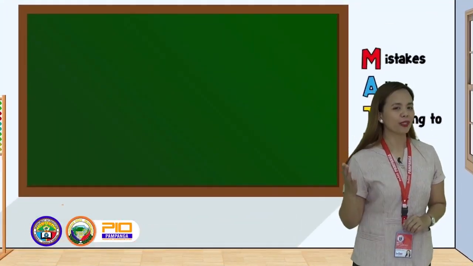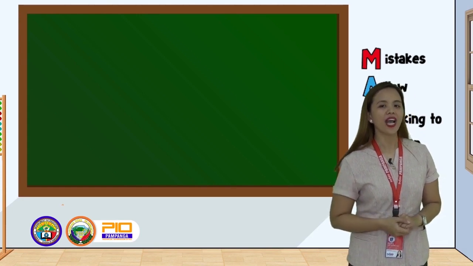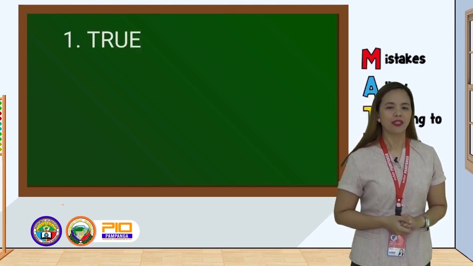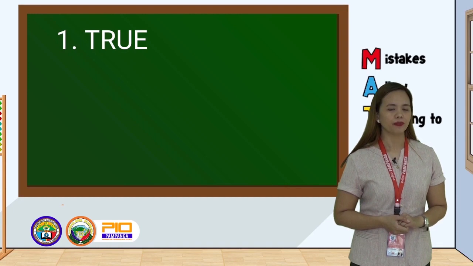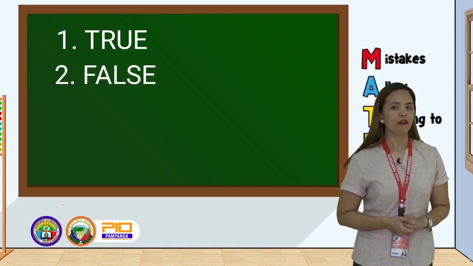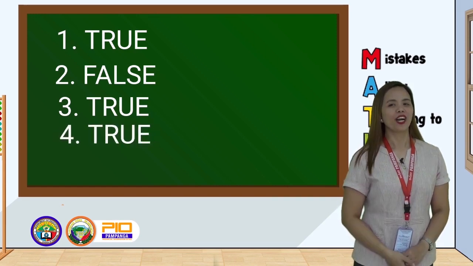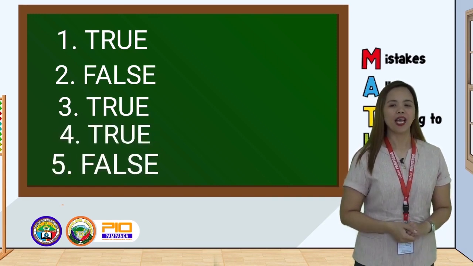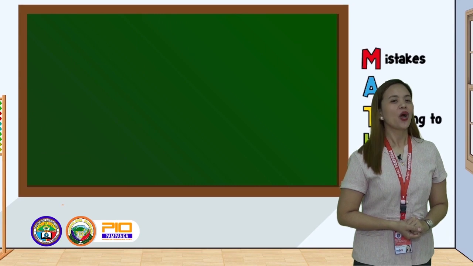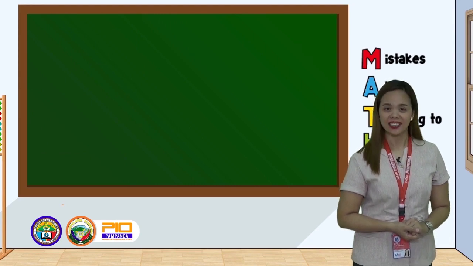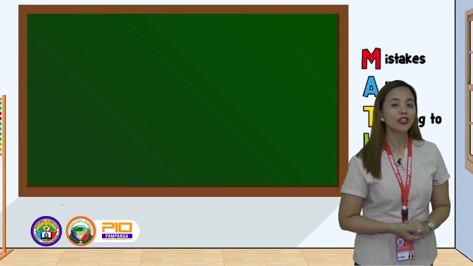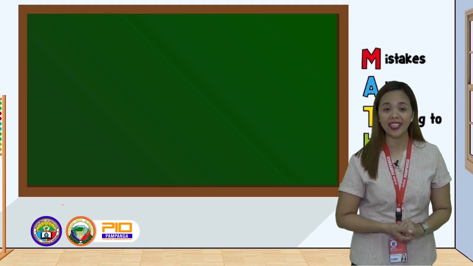And now, Super K Kids, let us check your answers. Number 1, true. Number 2, false. Number 3, true. Number 4, true. Number 5, false. Well, how was it? Were you able to answer all the questions correctly?